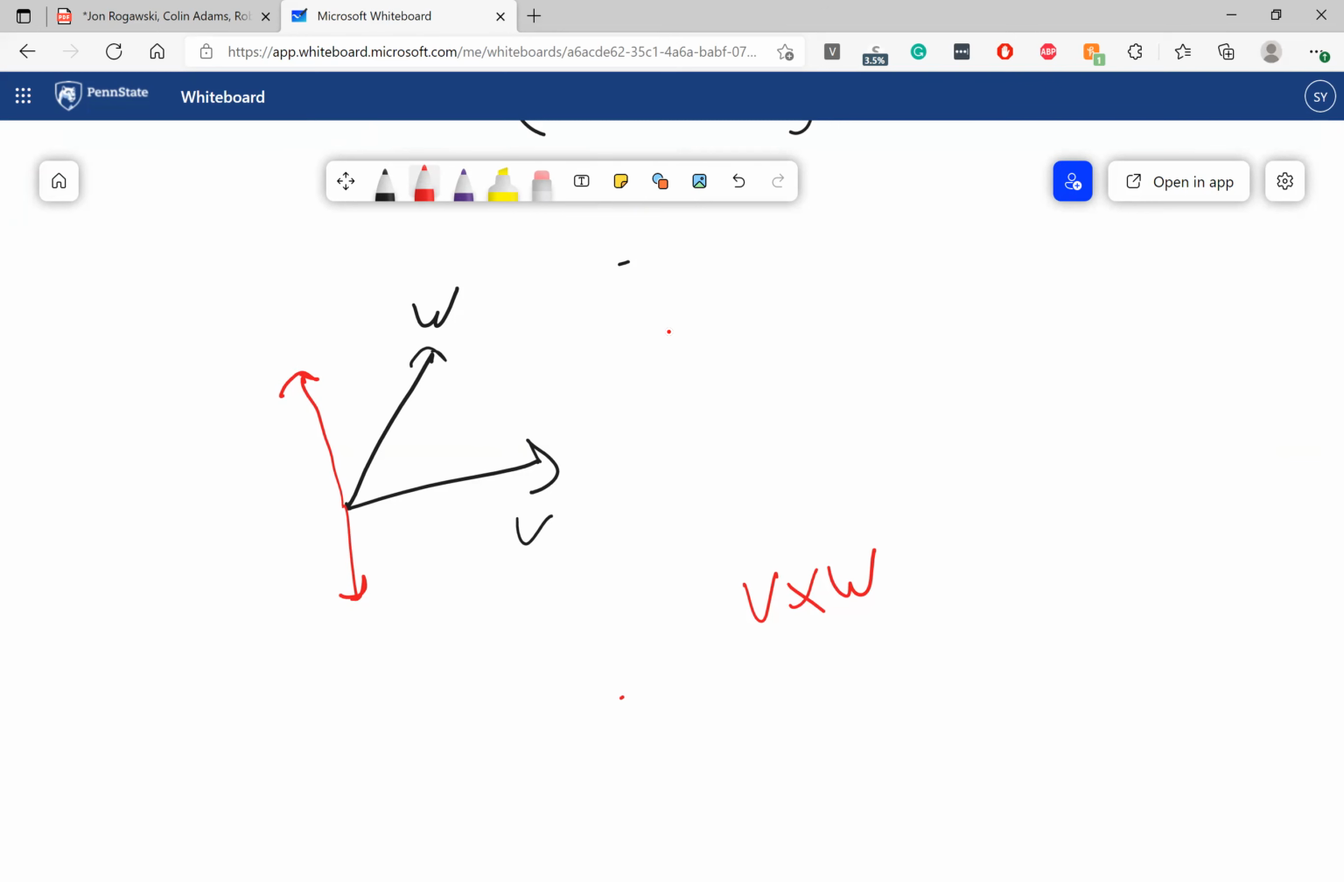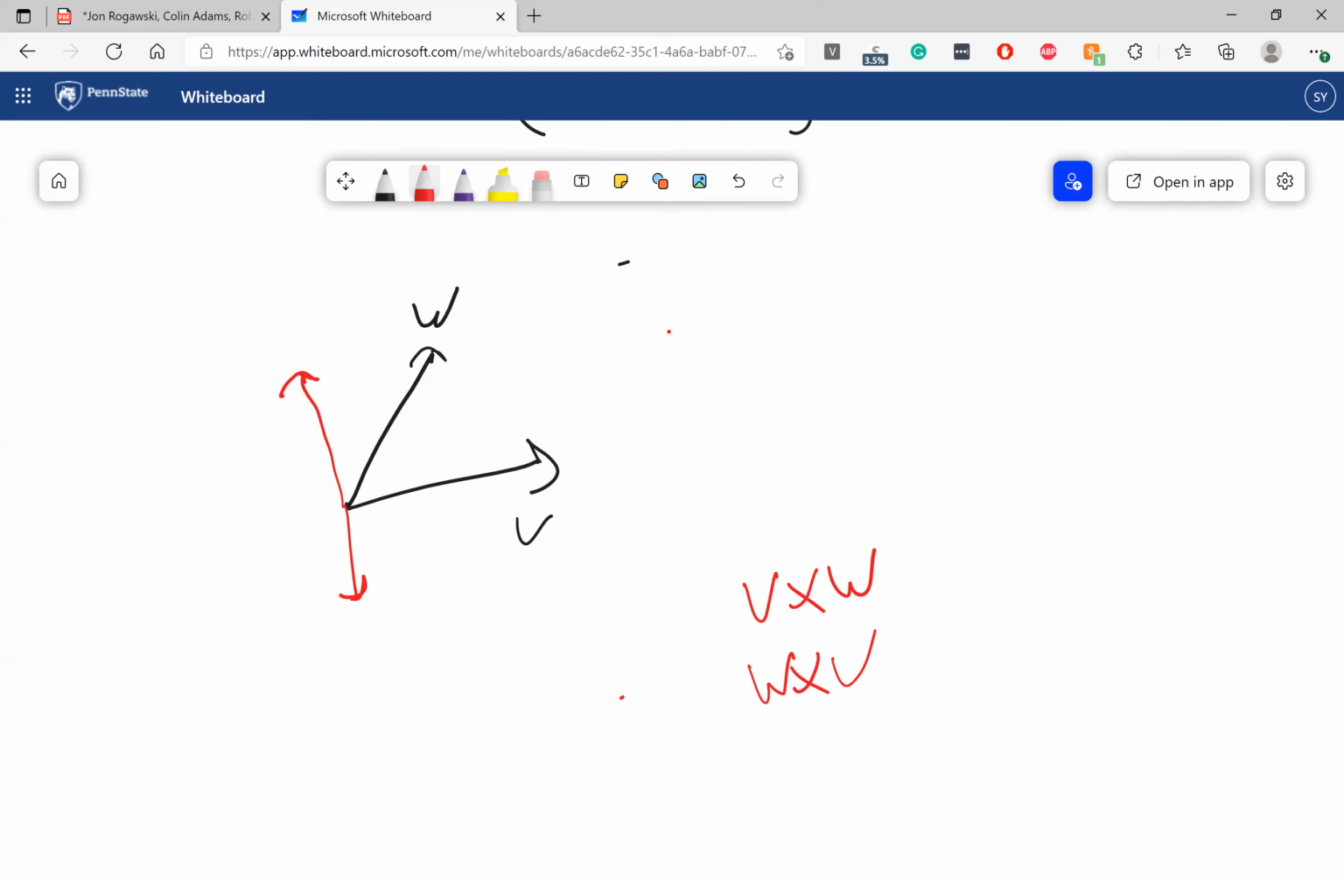Now, if you were looking at W cross V, then we're doing the opposite thing. We're putting our index fingers in the direction of W, the back of our hand in the direction of V, and now your thumb is pointing downwards, so you know that the vector is pointing downwards. Any questions about this? It's called the right-hand rule. Some people use this finger and this. I prefer what I just said, the back of your hand and your index finger, okay?